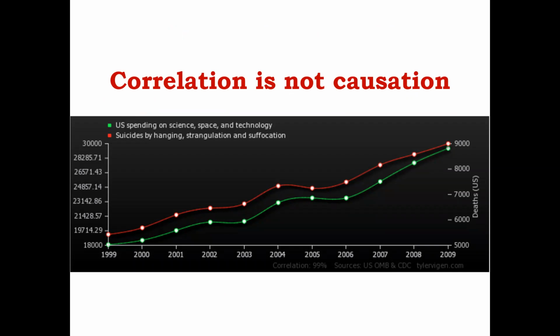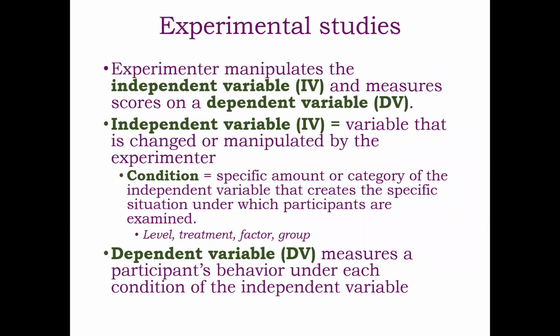We can see the green line is US spending on science, space, and technology, and the red is suicides by hanging, strangulation, suffocation, right? These are not related in the sense. They just happen to move in the same direction, but there's no causation. To establish causation, we have to use experiments. Now, in an experimental study, the experimenter or researcher manipulates the independent variable and measures scores on a dependent variable. The independent variable refers to the one that is manipulated or changed by the experimenter.